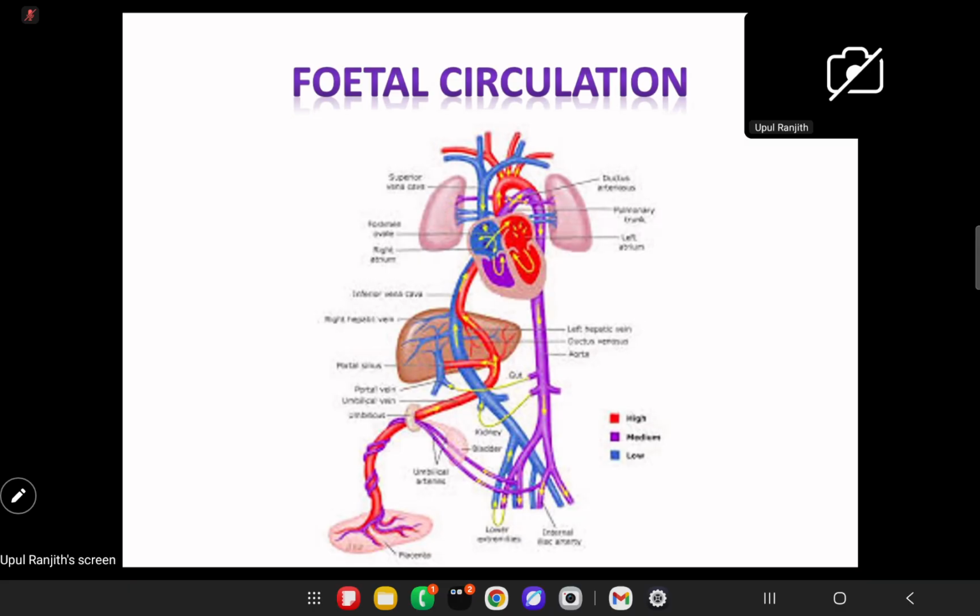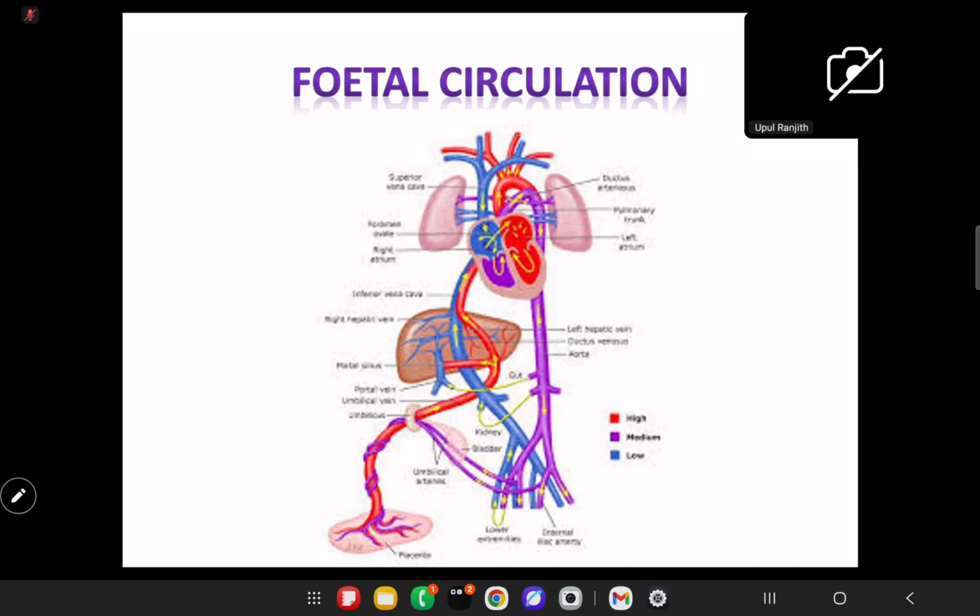Then this is the diagram of the fetal circulation. Now you can see the blood vessels in the red color. That is the blood coming from the placental bed in the fetal circulation. Higher saturation blood comes from the placental bed, but that is not very high. About 80% saturated blood is coming from that side.